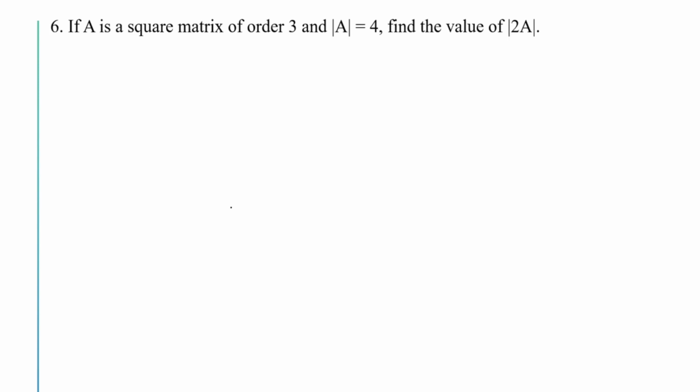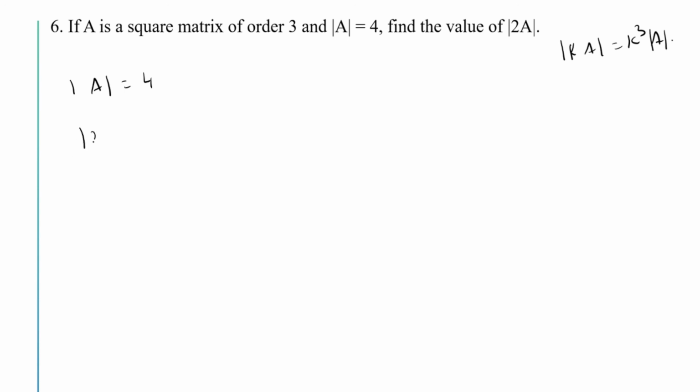The next question, if A is a square matrix of order 3 and determinant of A is equal to 4, find the value of determinant of 2A. So here again A is a square matrix of order 3. Then we have seen, if A is a square matrix of order 3, then determinant of kA is equal to k cube into determinant of A. So here it is given determinant of A is equal to 4.